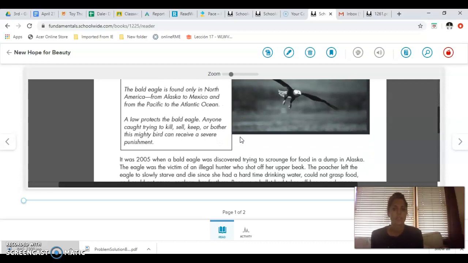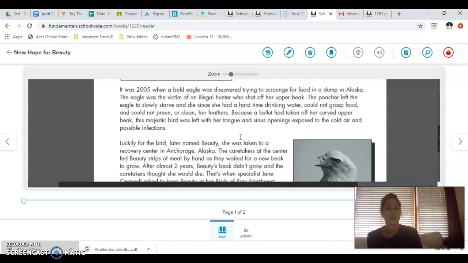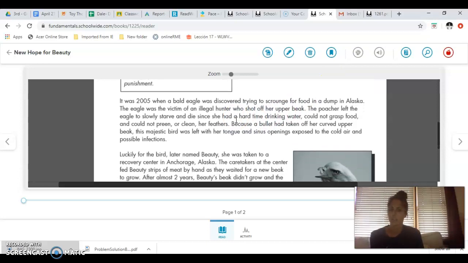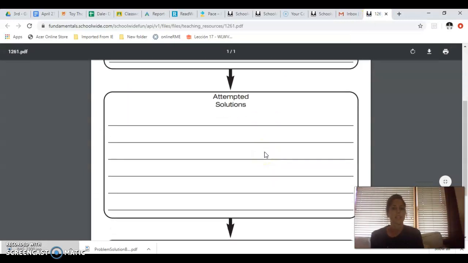What was the problem? If you're thinking the problem was Beauty, this bald eagle, was illegally hunted and her upper beak was shot off, that is the problem. The problem is that she doesn't have an upper beak because a poacher shot it off. Okay? And more of the problem is that she can't survive because of it, right? So that would be the problem. The bald eagle's upper beak was shot off by a poacher and she could not survive on her own. Now, let's think about attempted solutions.